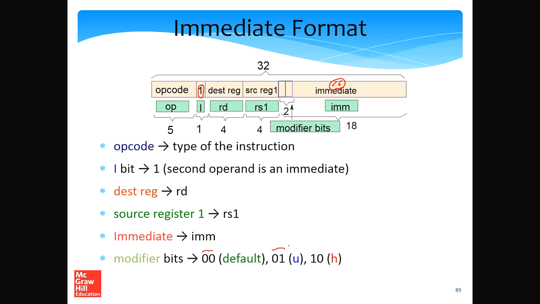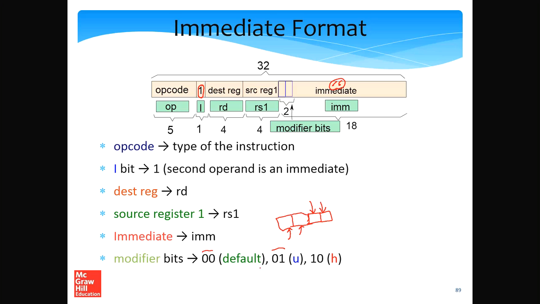0, 1 is a U modifier where we place the 2 bytes at the MSB positions. No, I'm sorry, 0, 1 is the unsigned modifier where we place the 2 bytes at the LSB positions, right? So basically these are the 4 bytes. Then with the unsigned, the 2 bytes were placed over here. And 1, 0 is the H modifier where they were actually placed in the MSB positions.